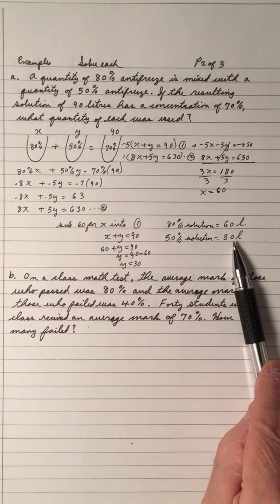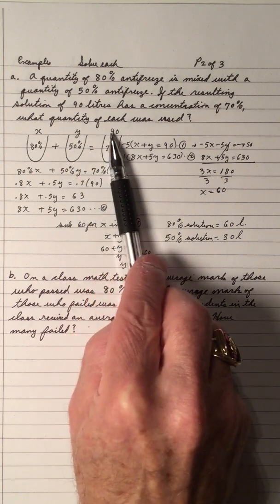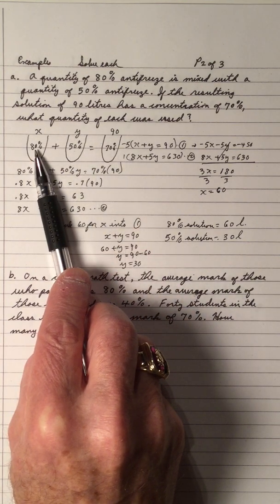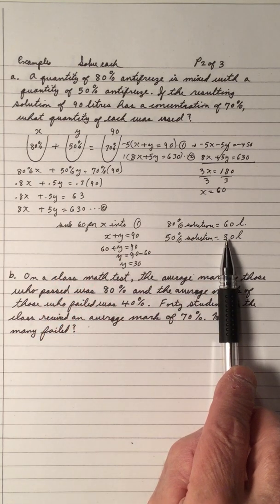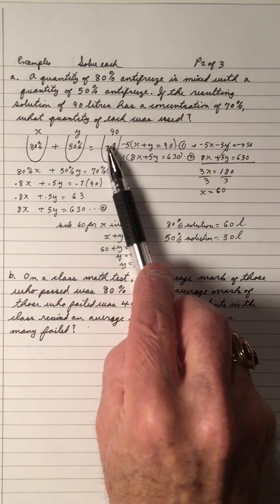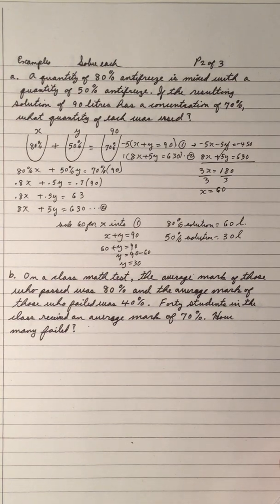If you add these up, 60 and 30 makes 90. That's good. If you take 80% of 60, you get 48. If you take 50% of 30, you get 15. And 48 and 15 add up to give you 63, which is 70% of 90. That's one problem. Let's do another one.